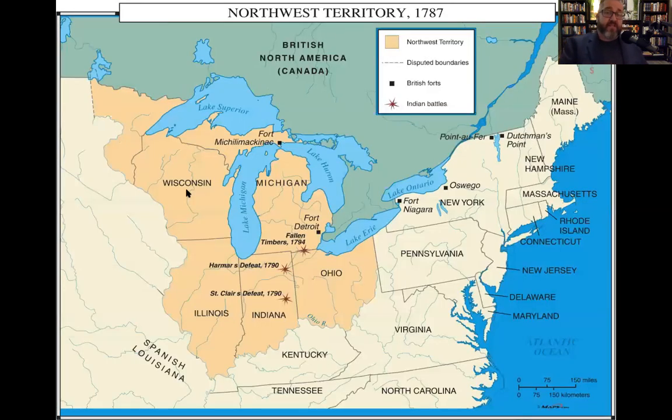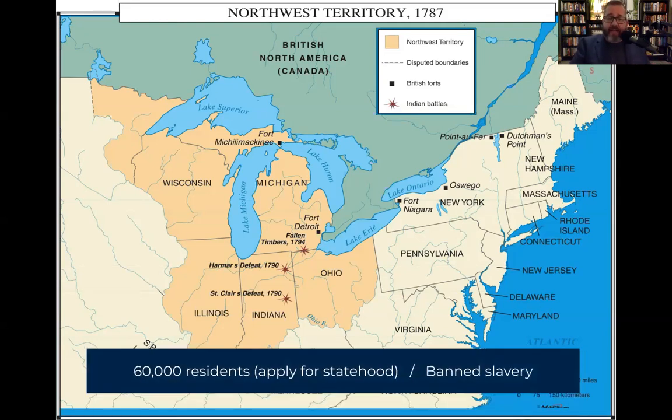Coupled with the Land Ordinance of 1785, we have the Northwest Ordinance of 1787. And while the land ordinance was a way for you individually to purchase land in a controlled method while generating revenue for the government, the Northwest Ordinance is going to see that after you get past 60,000 residents, they can apply for statehood. But there is going to be a very controversial component to this, and that is the banning of slavery. Now, I'm not going to say that the Northwest Territory is a direct cause of the Civil War pitting North against South.